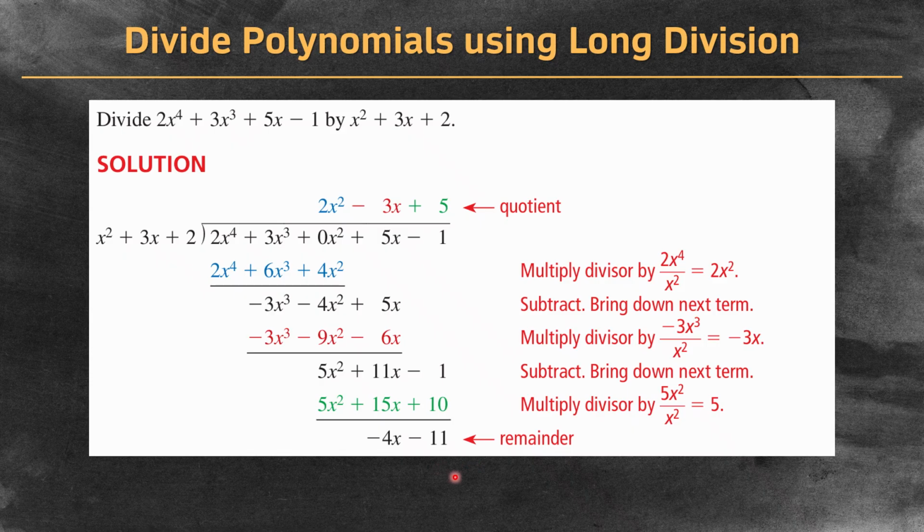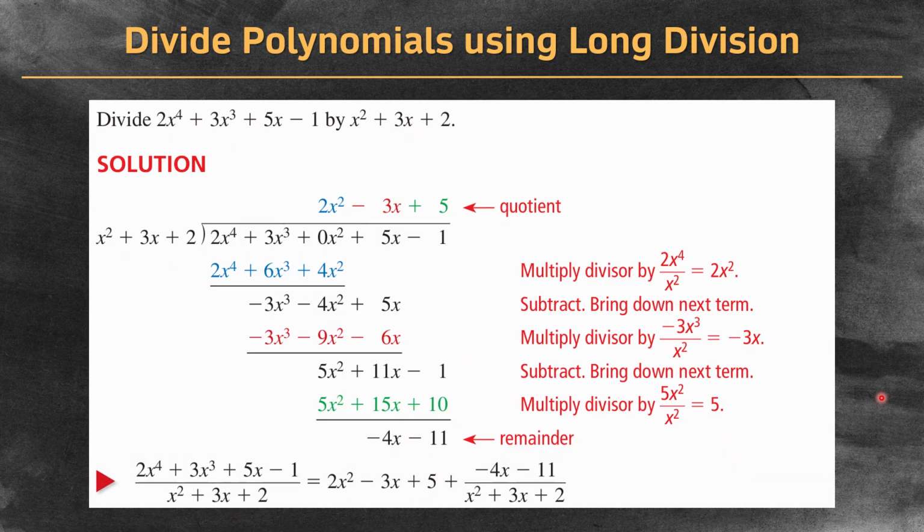That becomes our remainder. Now, how are you going to write the remainder? We have to write the remainder by dividing it by the divisor. So we have 2x squared minus 3x plus 5, plus the remainder divided by the divisor. So this is your final answer.